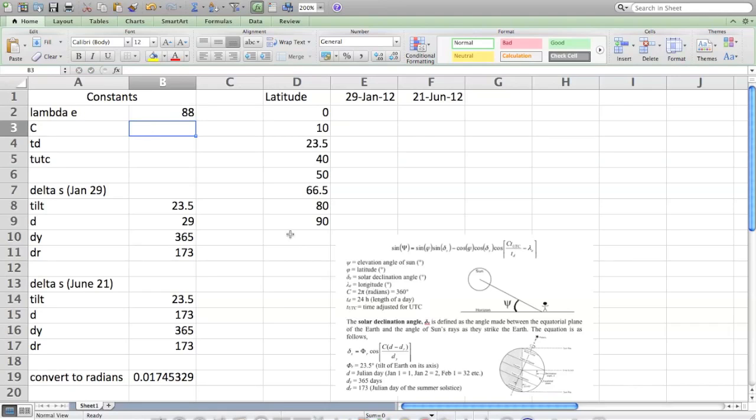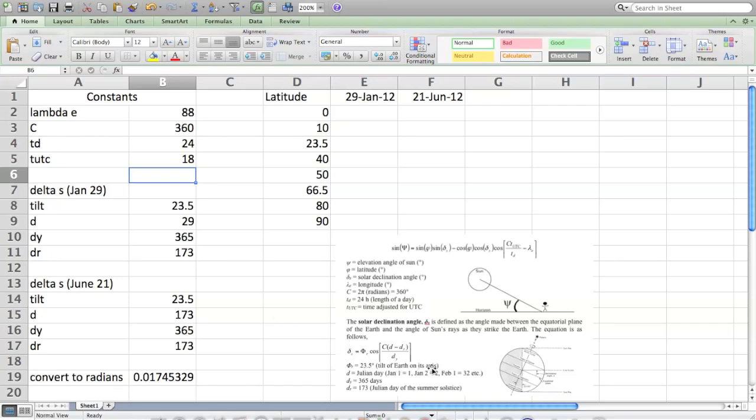C is 360 degrees, so I'm just going to throw in C just like that. TD is going to be 24 hours as it says there. And TUTC, as I gave you in the problem, is always going to be 18 in this case. So now we've filled in all of our constants. The first thing we're going to have to go after calculating here is this delta S for January 29th.